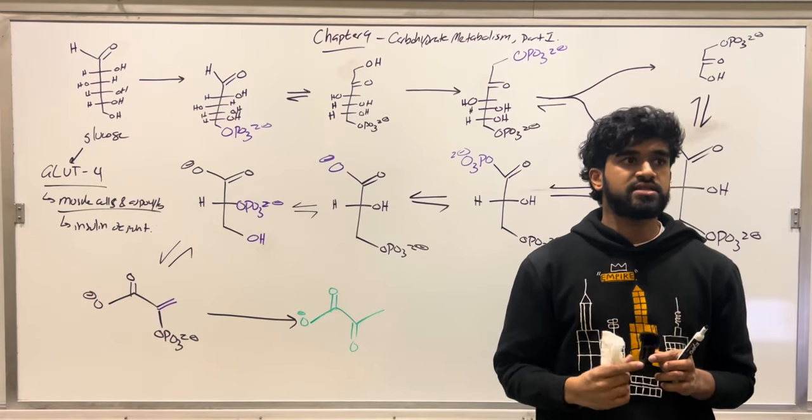The payoff phase. Phosphorylates the one position. Good there. So those are the five investment phase steps of glycolysis.